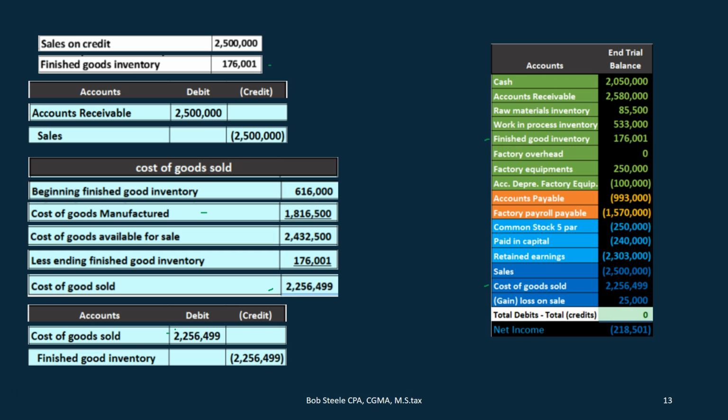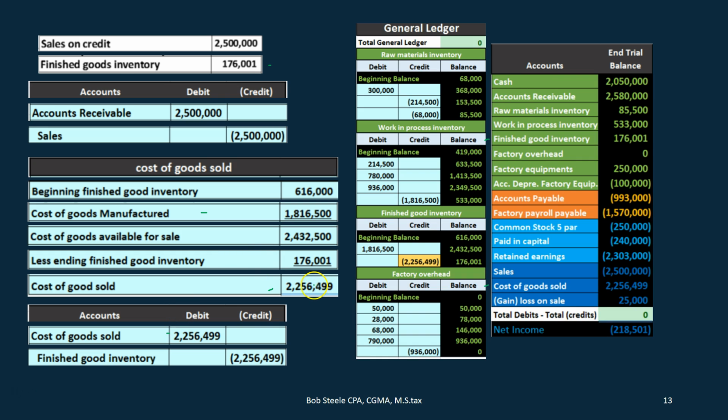So if we looked at our accounts, then of course we've got the finished goods inventory going down from 2,432,500 by the 2,256,499 that we calculated here. That gives us the 176,001. This is recording the entire process for the entire period basically, and the debit would be to the cost of goods sold that we show here. It would have a GL account, but we're not showing the GL account on this because we're just looking at the assets.